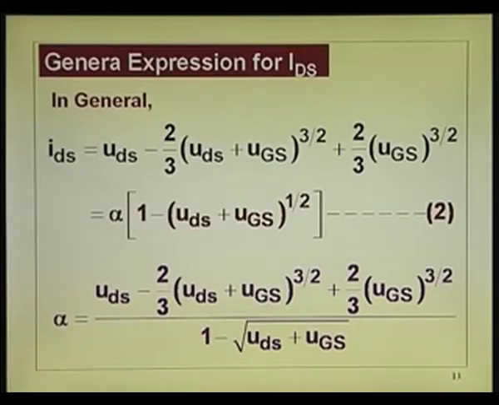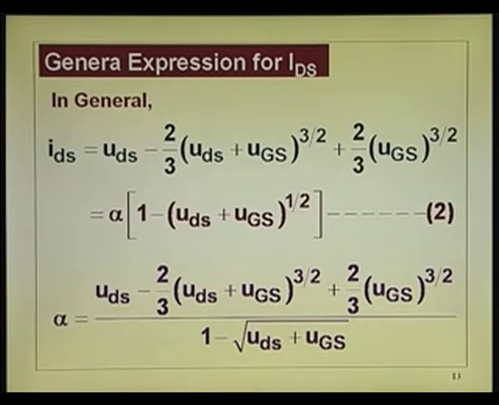Now, let us see the general case. The most general case is, you have to solve these equations. You have got velocity equal to mu n into E, this portion. At the drain end, this is the portion. I have put those two things together.